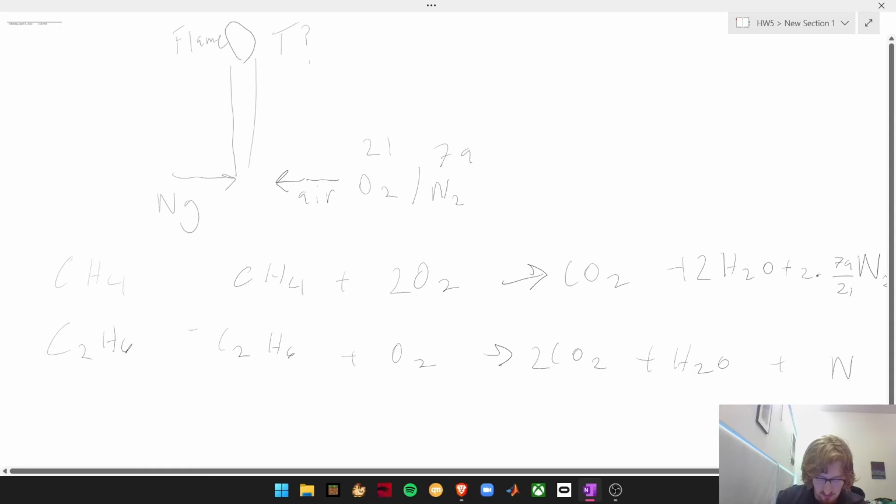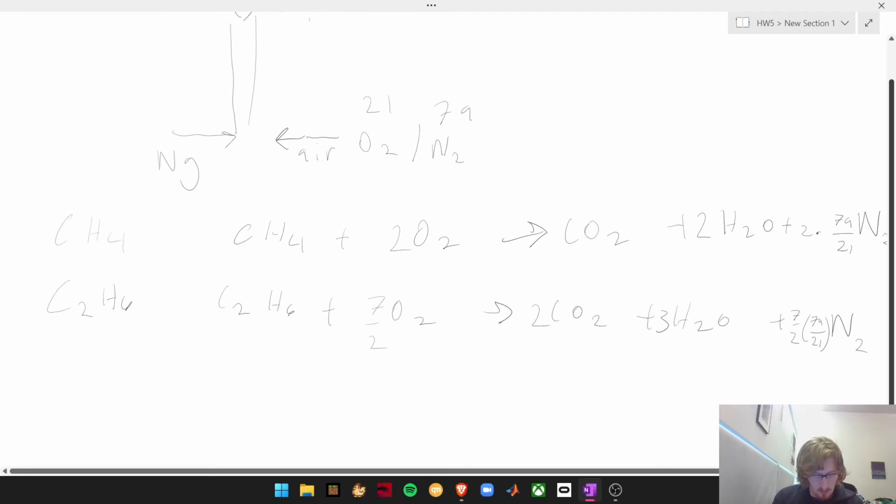We need 2 CO2. Looks like we'll need 3 H2O. We're going to have 7 oxygen total. So we'll have 7 over 2 O2, and that will yield 7 oxygen. And then for nitrogen, we're going to have to do the same thing we did up here. We'll have 7 over 2 moles of oxygen and a 79 to 21 ratio. And we can do that with propane finally.